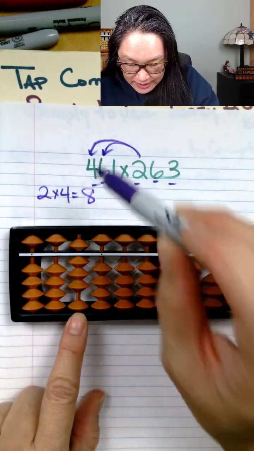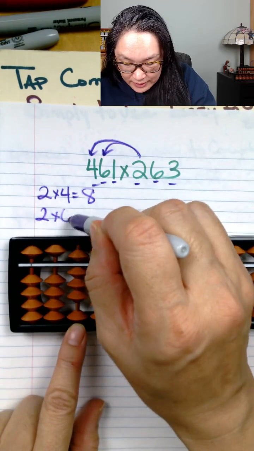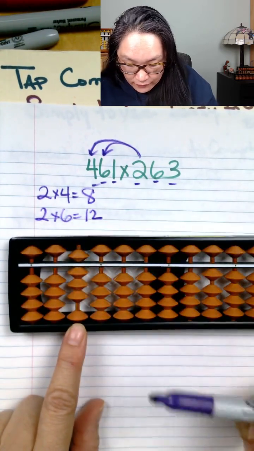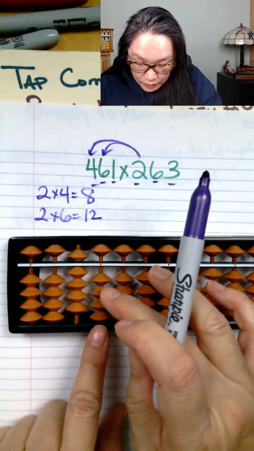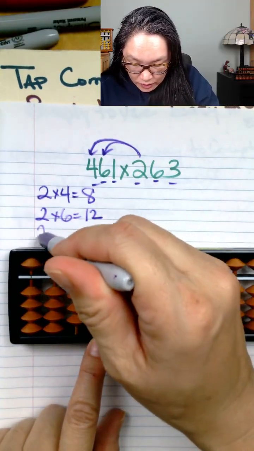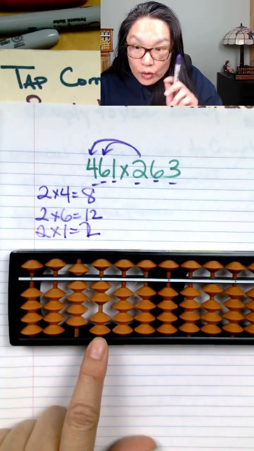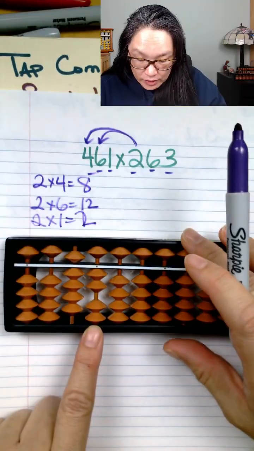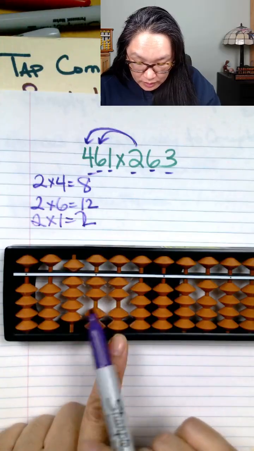2 times 6. Okay, 2 times 6 is 12. So notice I add my 1 and I add my 2. What's next? 2 times 1 is 2. 2 is a single digit. So what do I do? I go back one column and I add the 2. Okay, so I'm done.